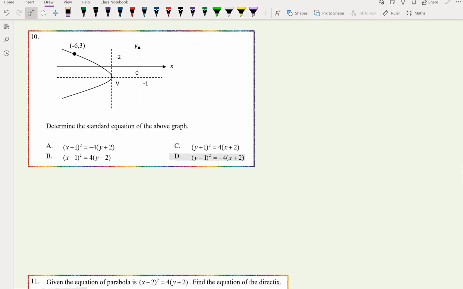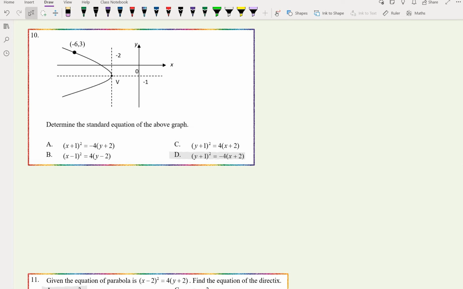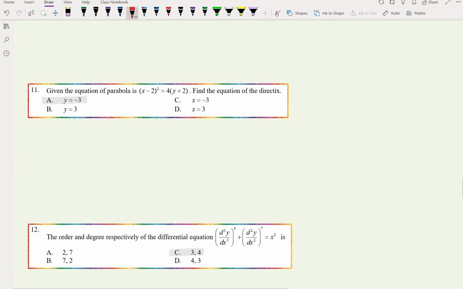Next, for question 10, what we are going to do is we need to find the standard equation of the graph above. So, that is still a parabola, and please do remember, this is open to the left. So, when open to the left, our equation is going to become (y minus k) squared equals 4p(x minus h), but remember p must be less than 0. So, we are going to reject answers A and B because those are opening up or down. Okay, and the next one, our choices C and D, we only need to choose the negative value of 4p. So, our answer is D.